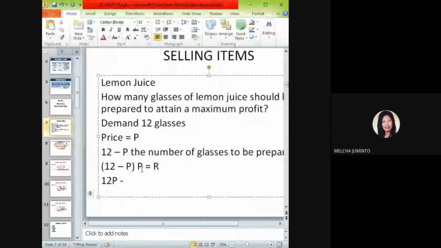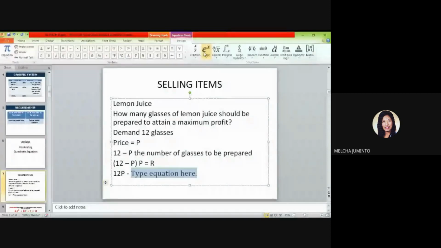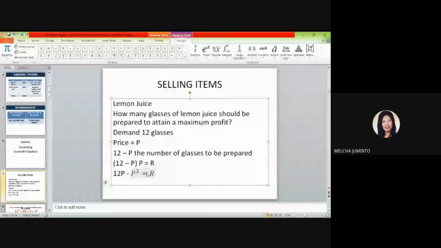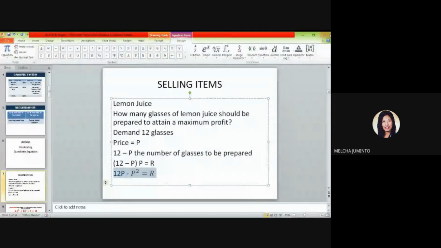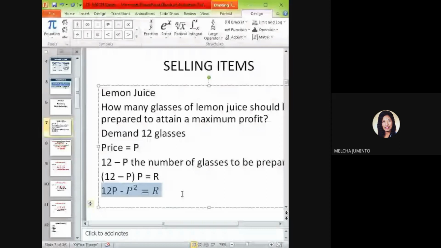I will be inserting equation to show na yung superscript kasi siya. I will use script P and then squared. Again, P squared was obtained by multiplying P and P, equal to R, revenue. So I have now this equation: 12P minus P squared equals R. This equation can be used for me to understand the number of glasses I need to prepare in order to attain the maximum profit.